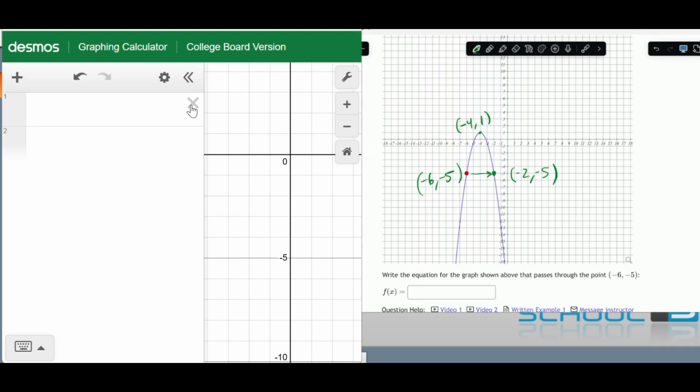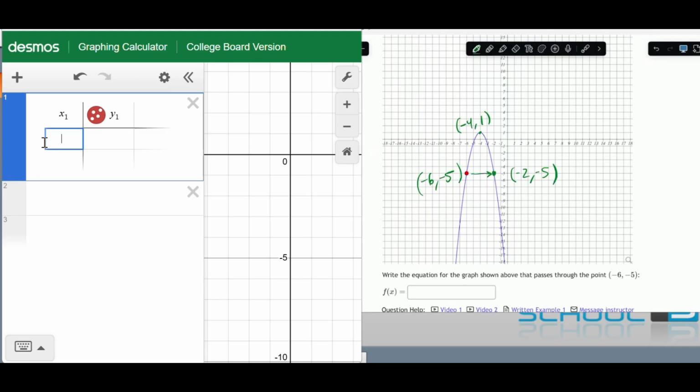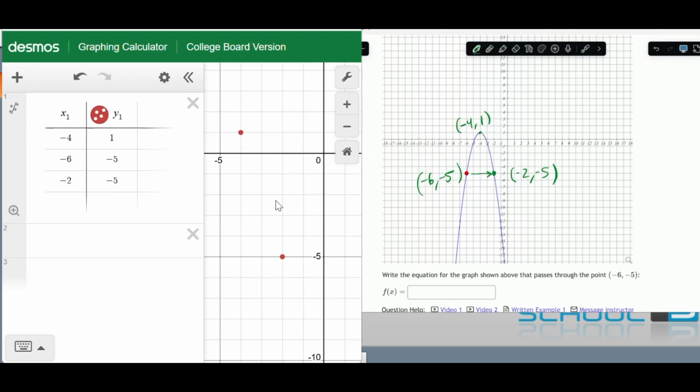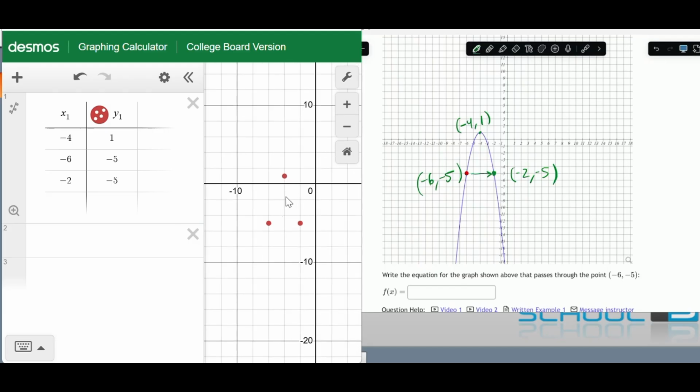And so once you get 3 points, you can just plug it into a table. This is the same Desmos that appears on your standardized tests, like the SAT. You'll have this option. You hit plus, add item, and choose table. And then just put these 3 points in. Negative 4, 1 is 1 point. Negative 6, negative 5 is a second. And then negative 2, negative 5 is a third. Now you can see these points are plotted here.